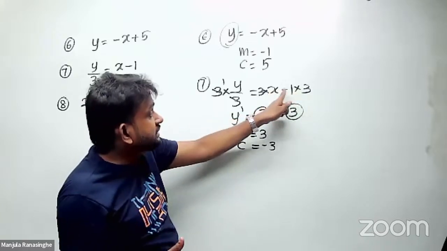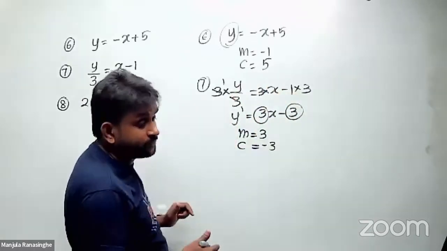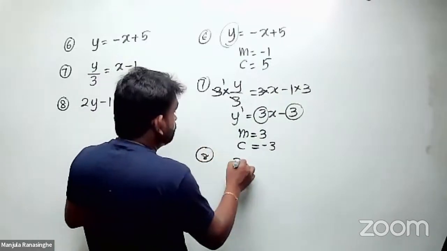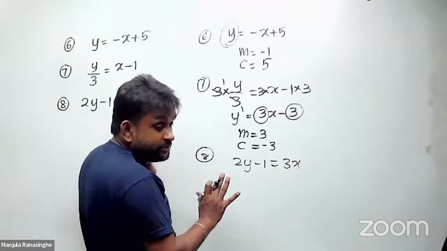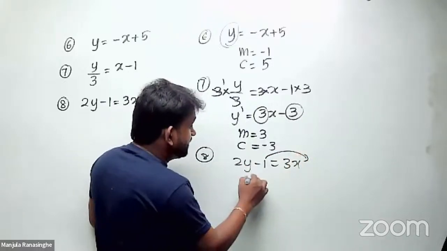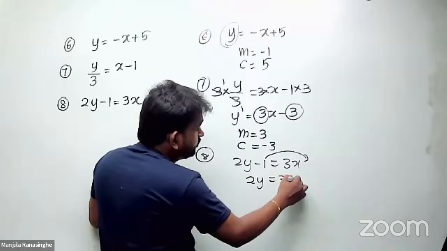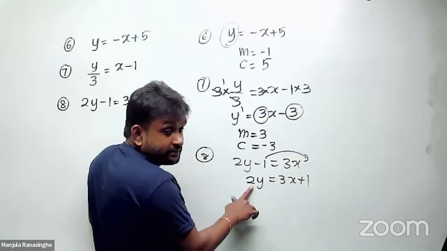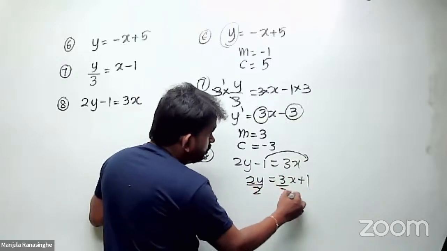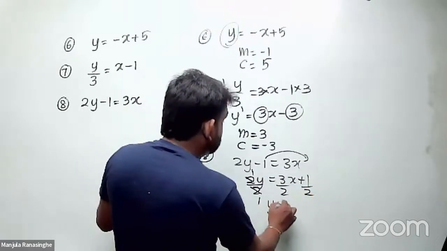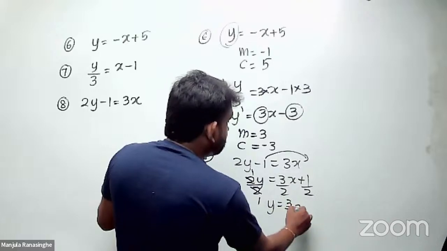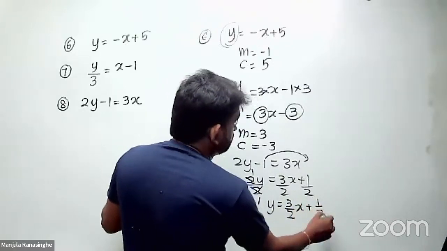Right. All the terms to be multiplied by 3. So the next one: 2y minus 1 equal 3x. Now y to be subjected. Right. Bring 1 to the other side, negative 1. Then it becomes positive 1. Then 2y there. So just divide by 2 all the terms. Okay. Then 2 cancelled. y equal 3 upon 2 x plus 1 upon 2.